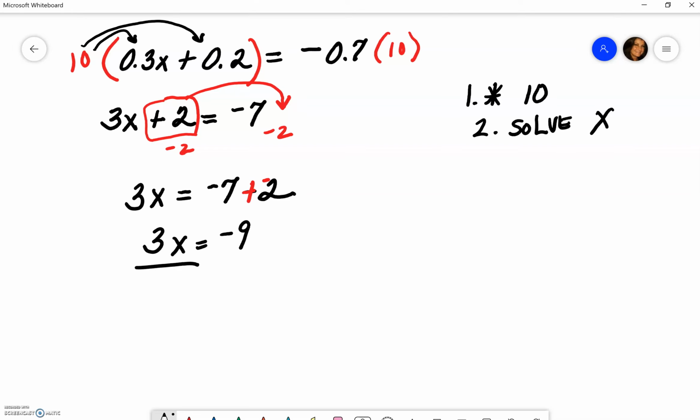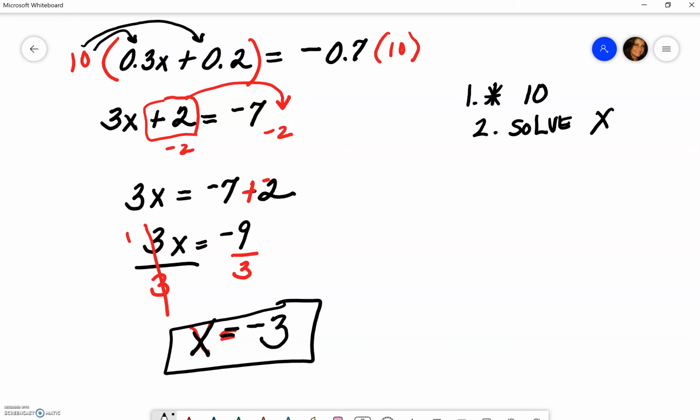Now we're going to get this 3 off the x by dividing out by 3. What you do to one side, you must do to the other. We knew this divides out to 1. And then x equals your final answer, and remember, a negative and a positive give you a -3. So again, this one was number 5.